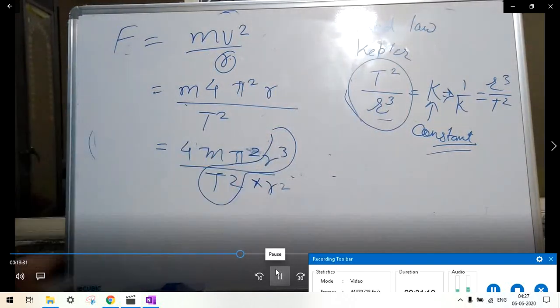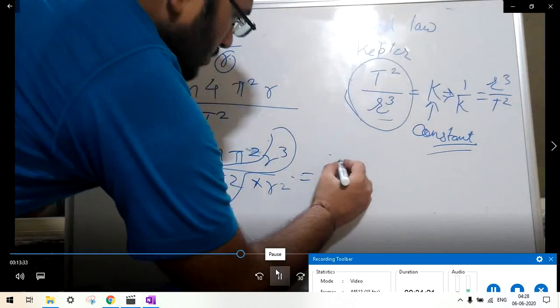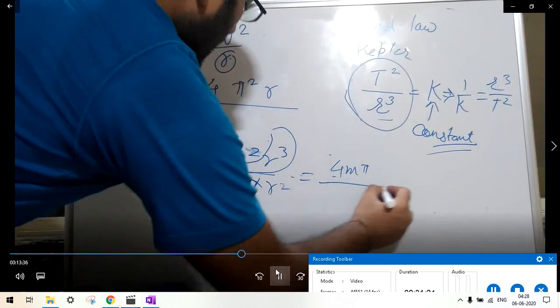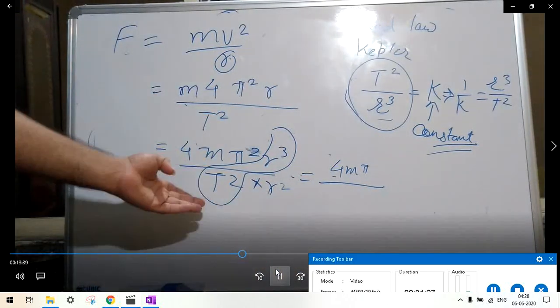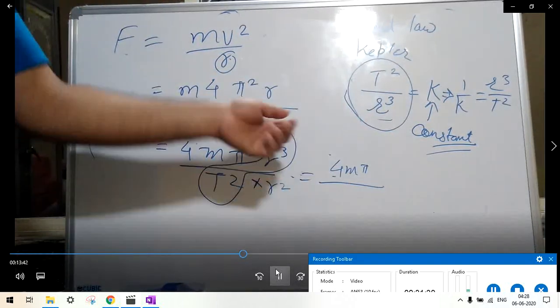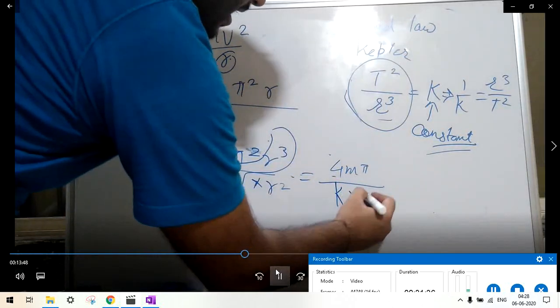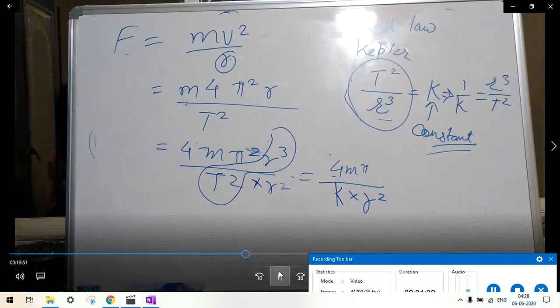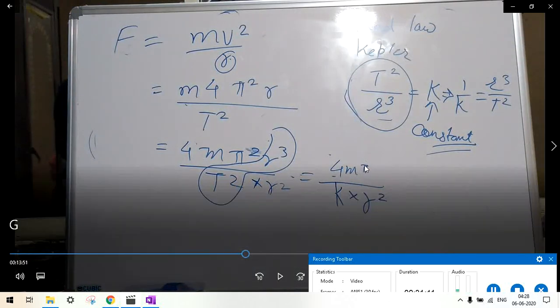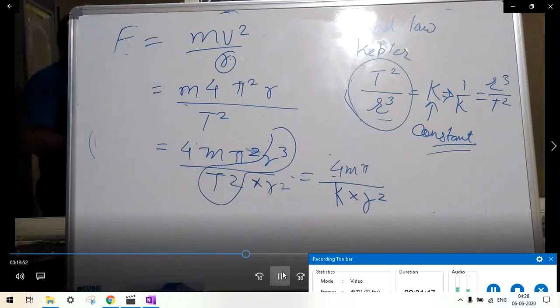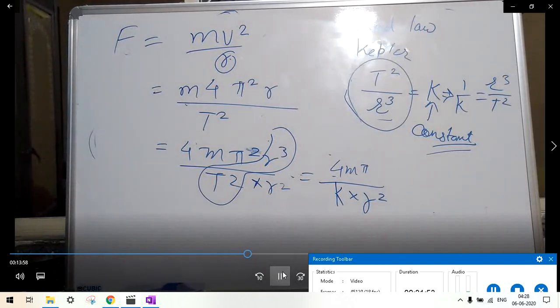It means this is 1 by K. Now what can I do? I can substitute this value, 4 pi, and divide it by K, right? Because it is R cube by T square, and T square by R cube is equal to K. So we can directly substitute K in the denominator, and I will have this 4 pi by K. Here there is a little mistake, it will be 4 m pi square, but that is completely fine. I will tell you why. And we will probably not be having R square in this case. Let me see the equation, R square K, right? Okay, yeah, this is what we are getting.